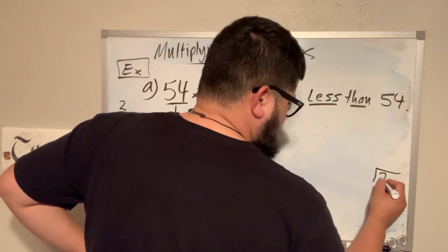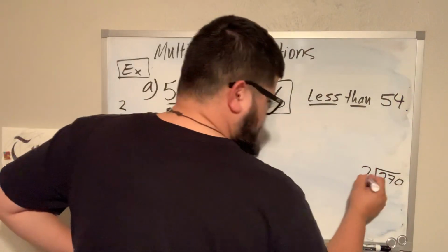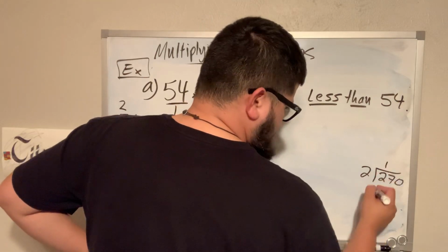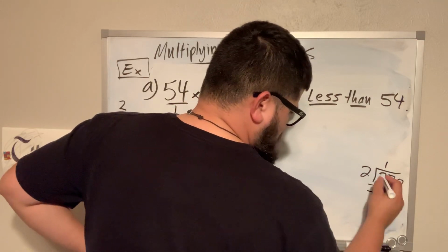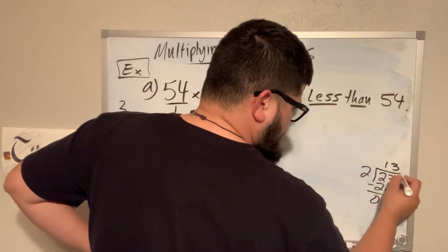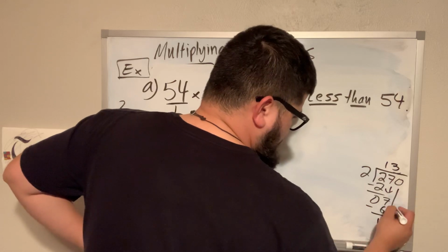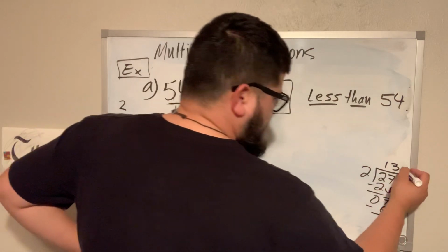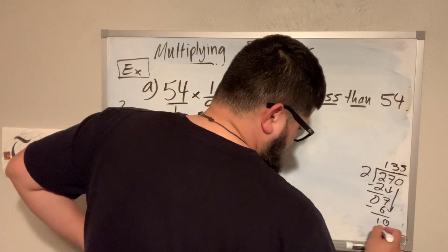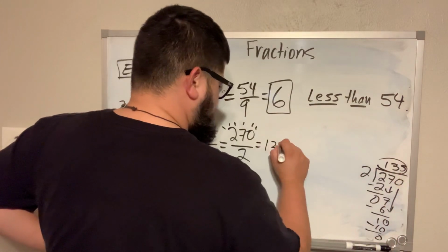We're going to erase it in a second. 270. And what number do we have in here? 2 is crazy. Let's come outside. 2 into 2, once. 2 times 1 is 2. 2 minus 2, we get 0. Bring down the 7. 2 into 7, 3 times. 2 times 3, we get 6. 7 minus 6, we get 1. Bring down this 0. 2 into 10, 5 times. 2 times 5, 10. 10 minus 10, we get 0. We end up with 135.